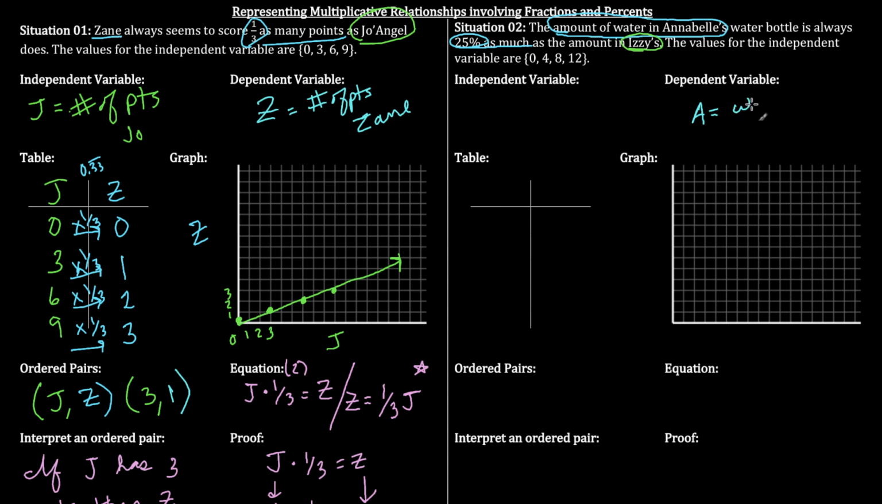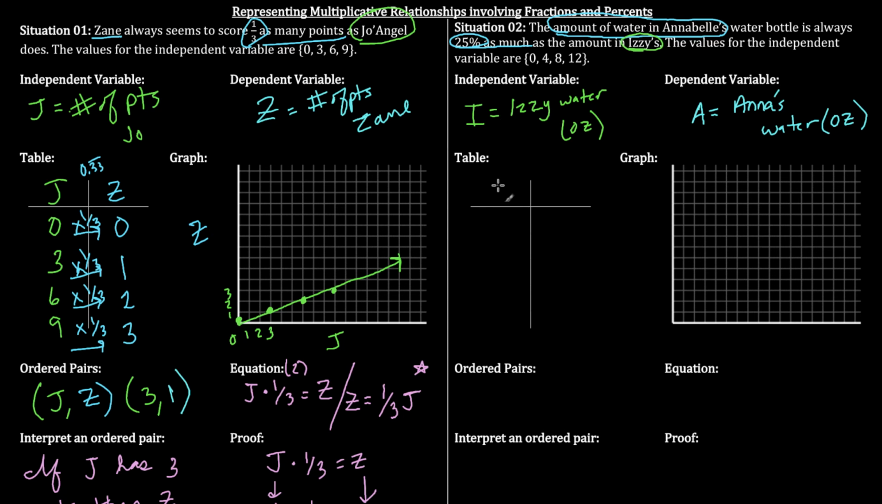So we'll put Anna's water. And it doesn't give us a unit of measurement, so let's just use ounces. Well, that's going to compare to Izzy's amount of water. So I guess Izzy's water. I will measure that in ounces also.